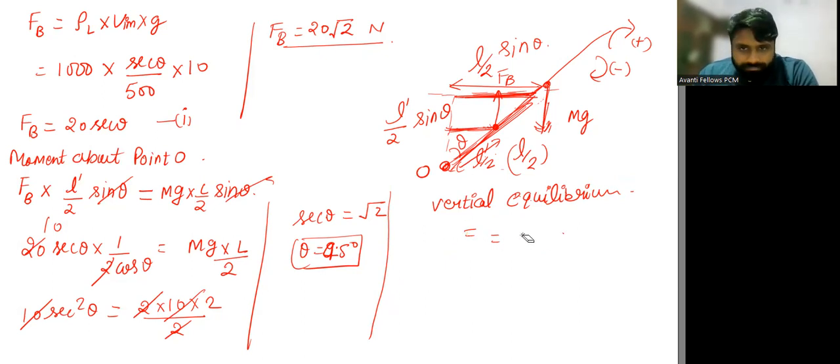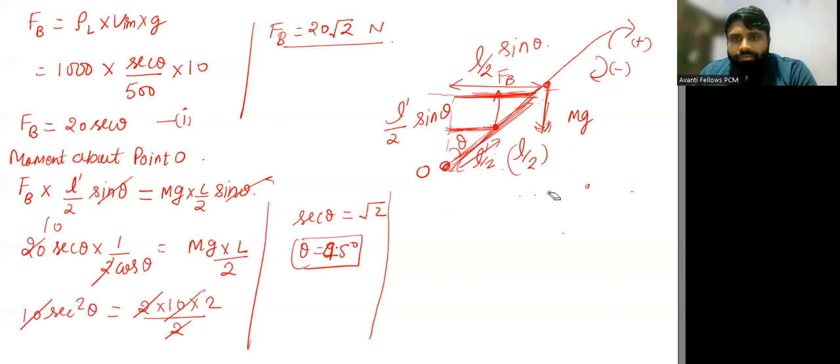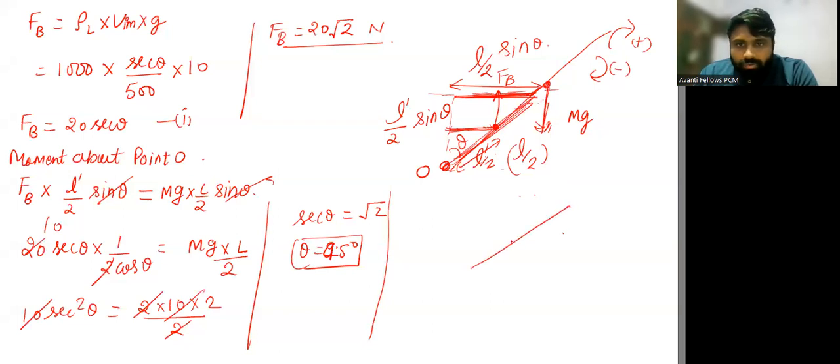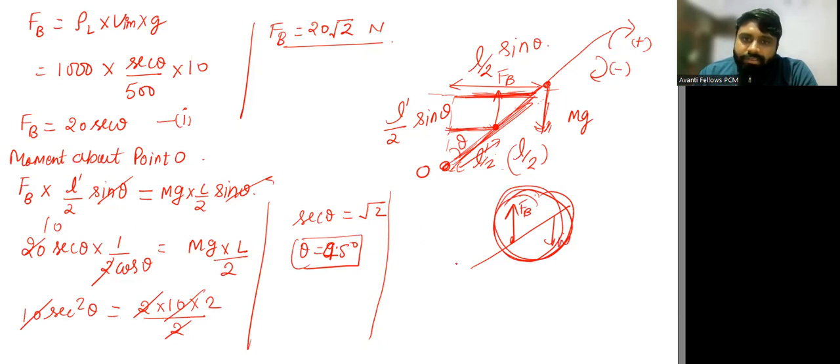Now, in this situation, the force exerted by the hinge on the rod has been asked. On the rod, there is a force of buoyancy and there is weight. So the net resultant force from this buoyant force and weight will be countered by this hinge. This is the force by hinge. Got it? So the force by hinge is nothing but weight minus buoyancy.